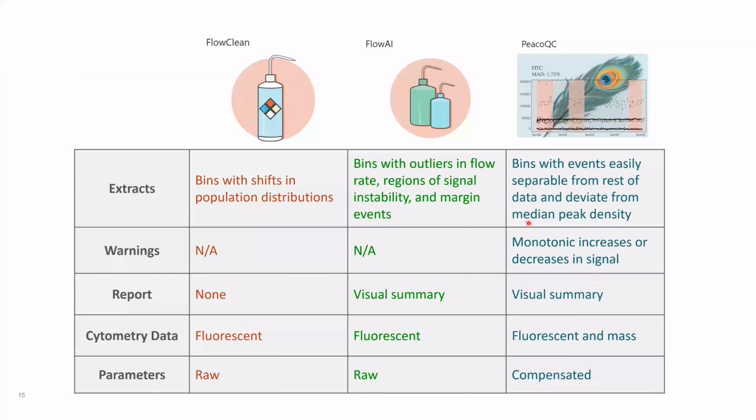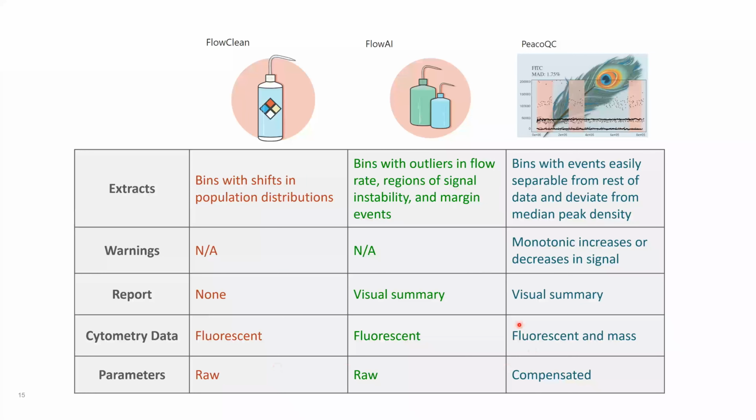Now, while it doesn't necessarily exclude monotonic increases or decreases in signal, because that would be hard to approach in a mathematical way, it does warn you about those monotonic increases or decreases in signal, whereas we don't get those same kinds of reports from either FlowClean or FlowAI. When it comes to a report, FlowClean doesn't give you anything to really look at. It'll give you your good and bad events. But with both FlowAI and Peacock, you do get a visual summary of the cuts. So it's a nice report of what actually got removed from the data.